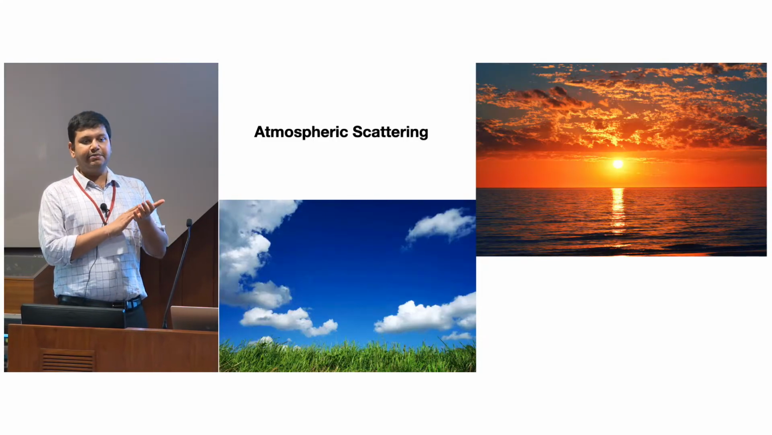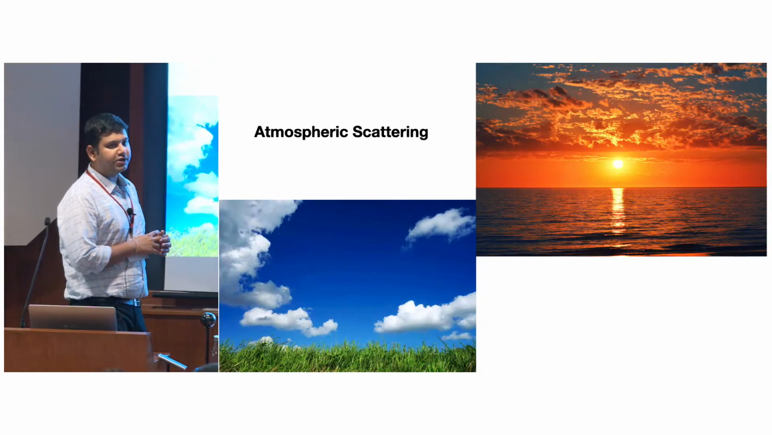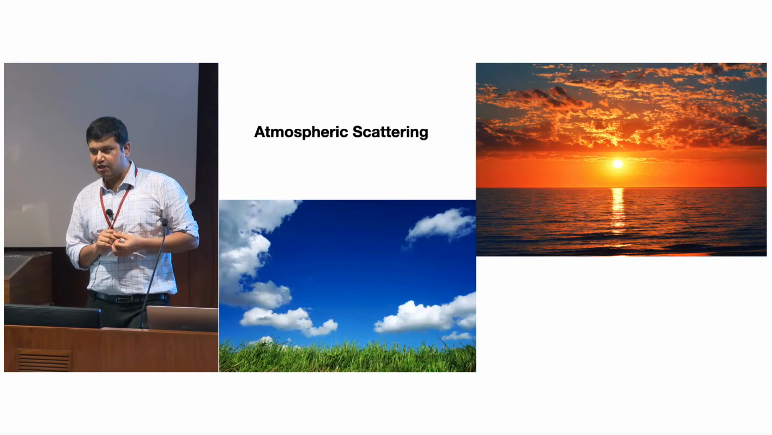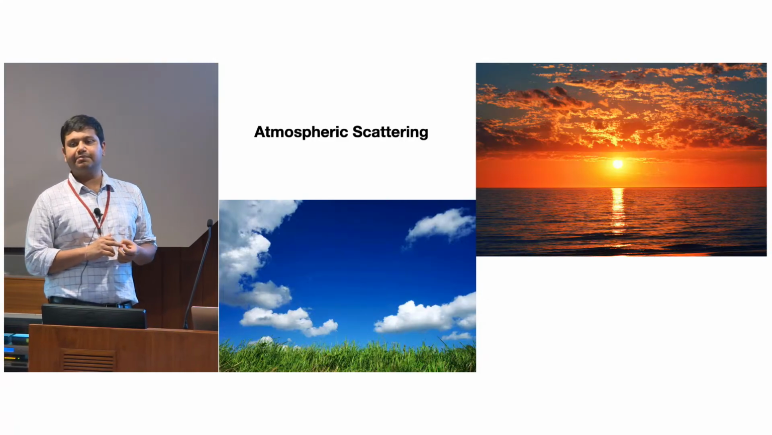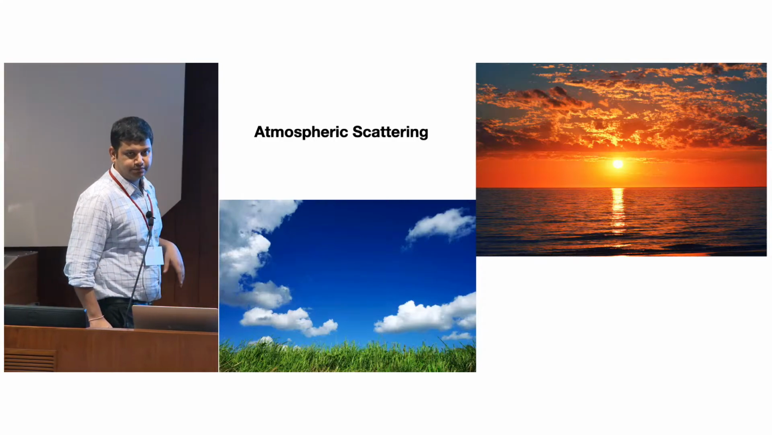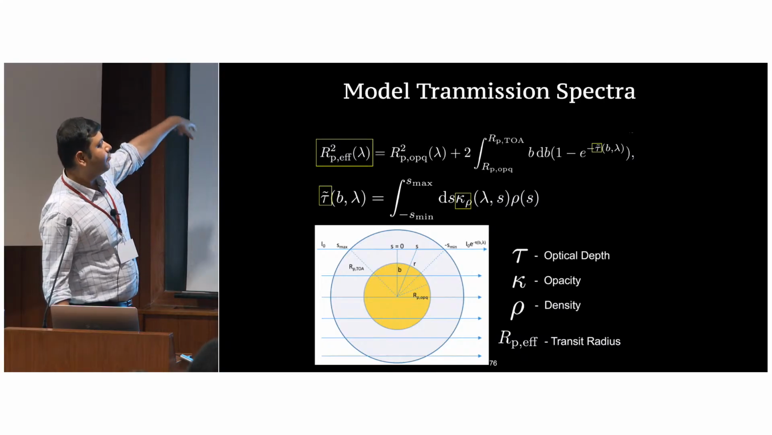Because ultimately what we are doing is trying to replicate how the radiation is interacts with the atmosphere, because we want to compare with absorption. So we need to include all the processes that are happening in the planet's atmosphere, and scattering is one of them. Okay. And finally, we get something called a model transmission spectra.